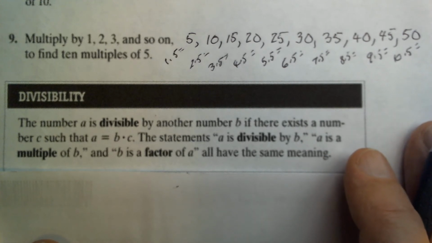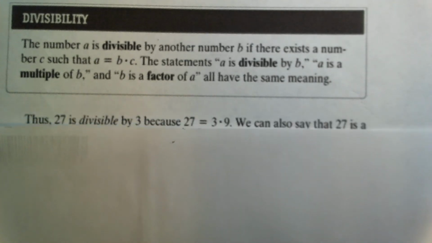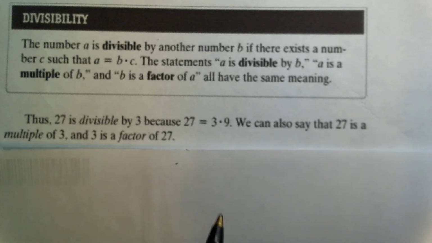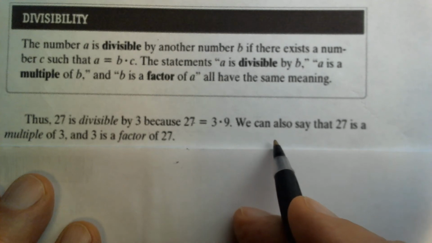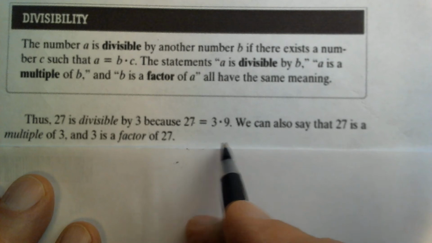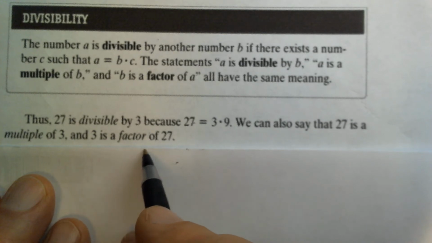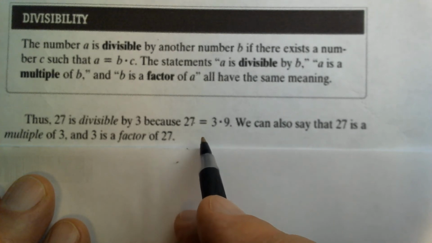So we can express divisibility in 3 different ways. For example, 27 is divisible by 3 because 27 equals 3 times 9. We can also say that 27 is a multiple of 3 because 9 times 3 is 27. And 3 is a factor of 27. You can see it in this statement here.